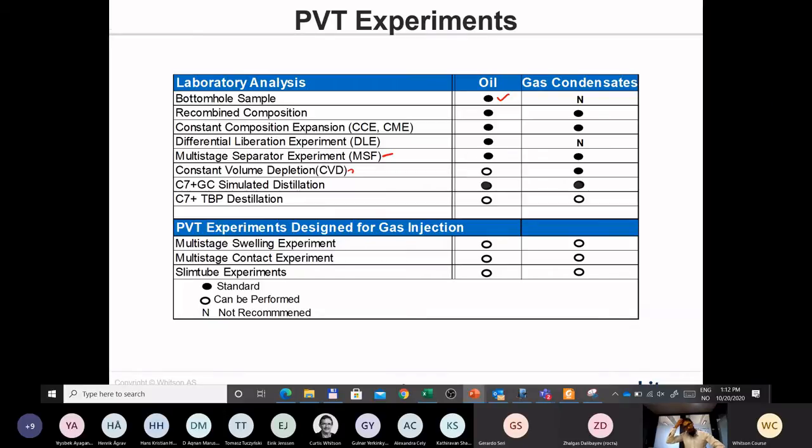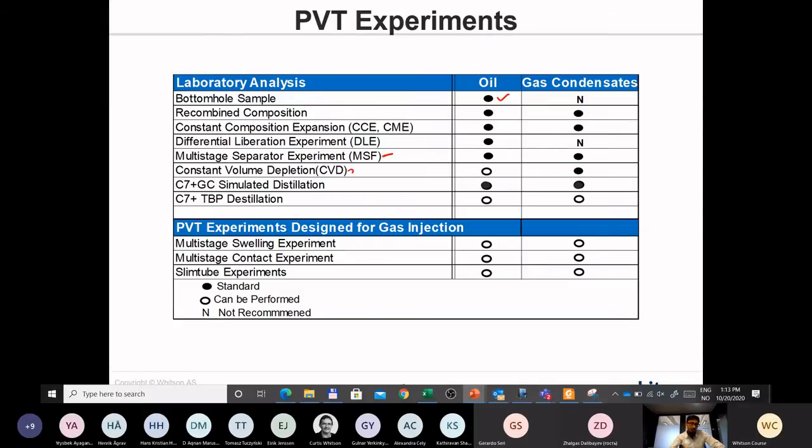So, very good question here. We have the multi-state separator experiment. You can also do the multi-state separator test for both oils and gas condensates, but you have to be careful that the gas condensates are rich enough to give you enough separator oil volumes that you can measure accurately in the PVT lab. And then CVD again, it's recommended for the gas condensates, but it can also be performed for the oils.